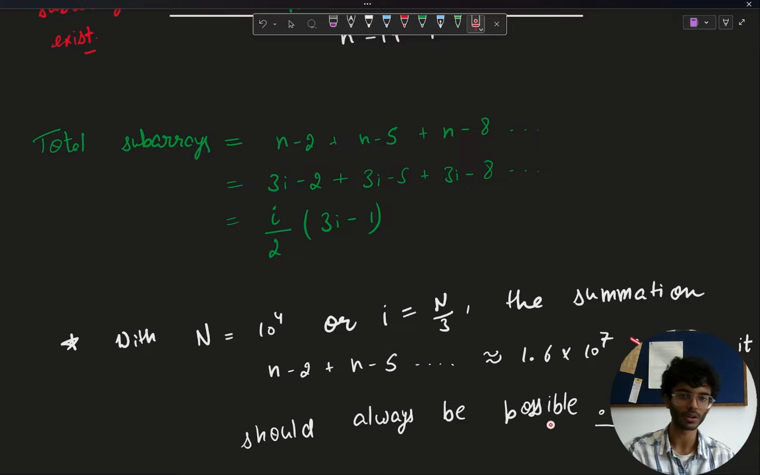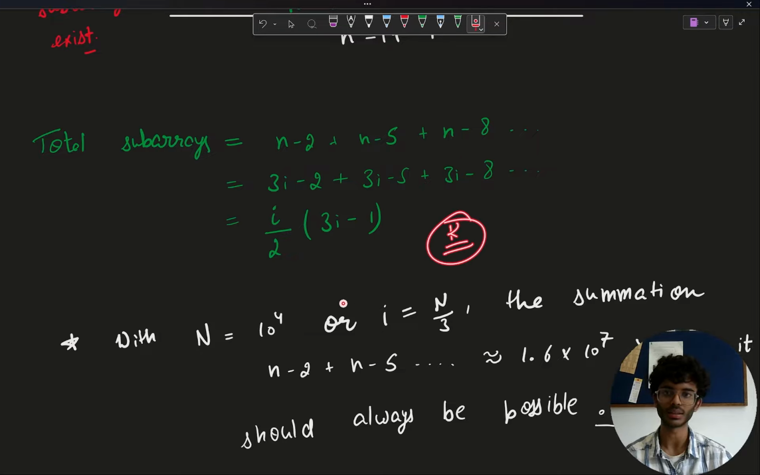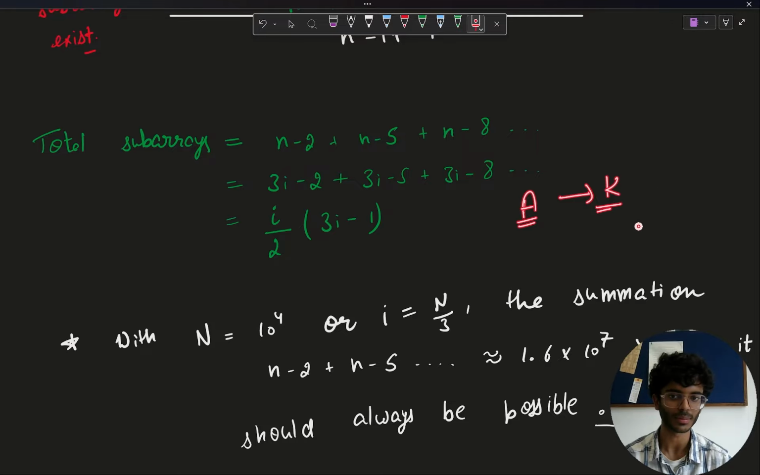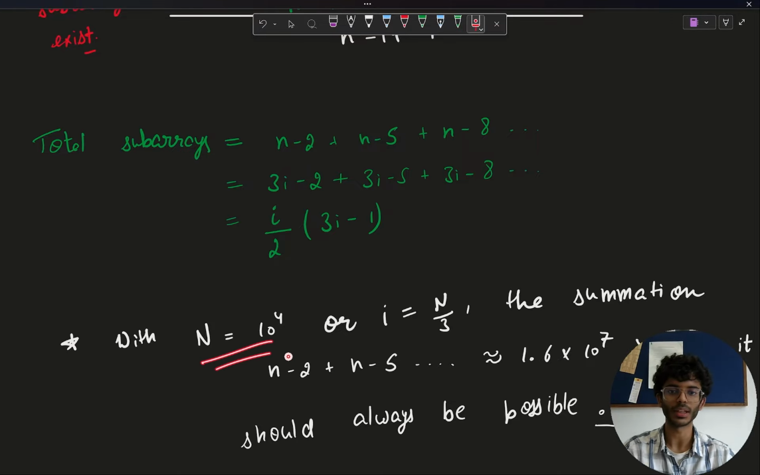So it should always be possible for any value of k to create a possible array A which has exactly k number of balanced subarrays, right? Because n can be as big as 10 to the 4.